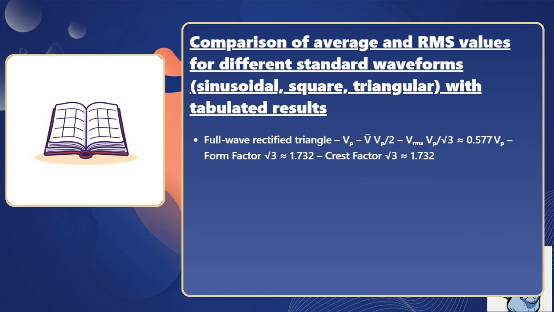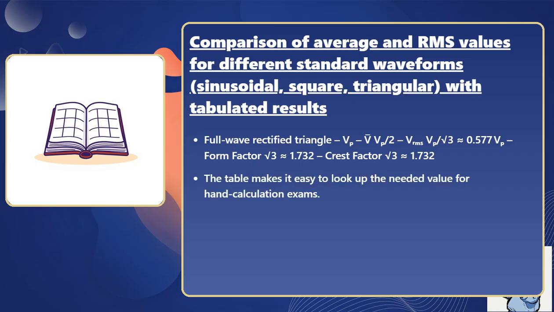Full wave rectified triangle, V sub P. Average voltage is V sub P divided by 2. RMS voltage is V sub P divided by the square root of 3, approximately 0.577 V sub P. Form factor is the square root of 3, approximately 1.732. Crest factor is also the square root of 3, approximately 1.732.